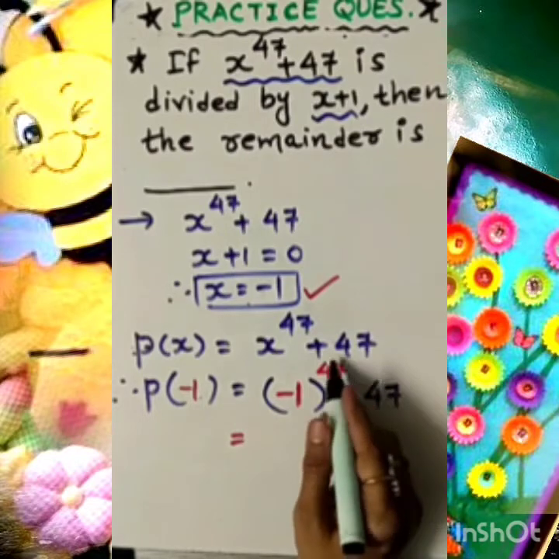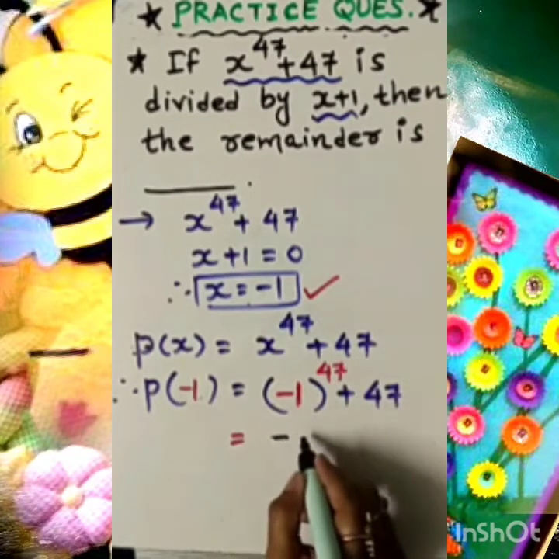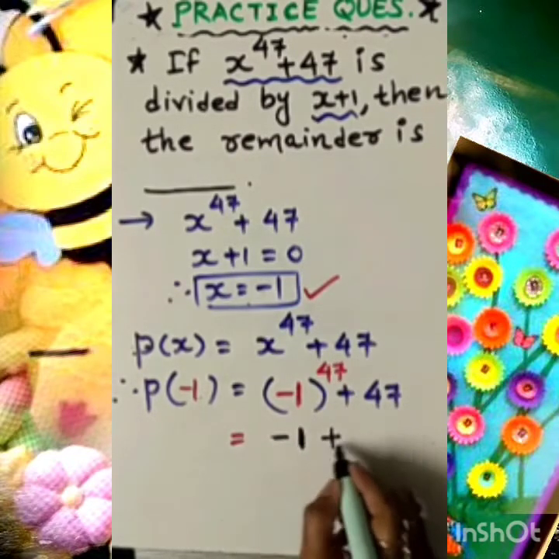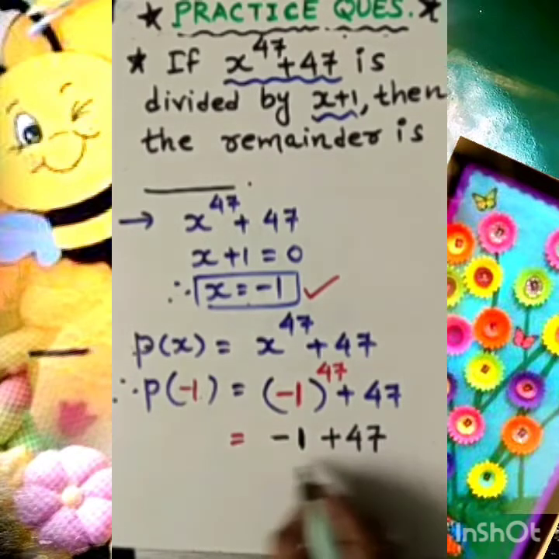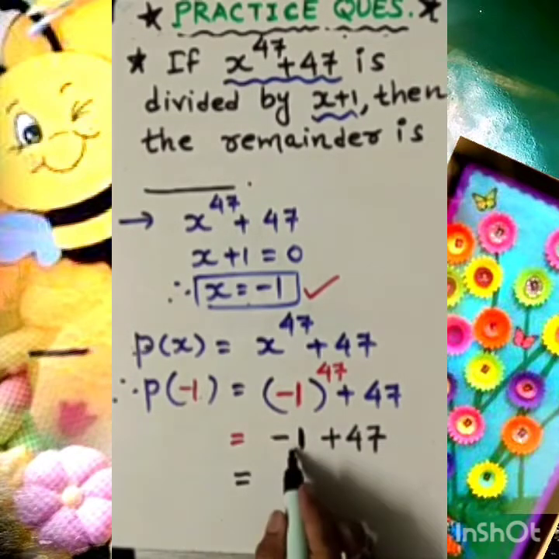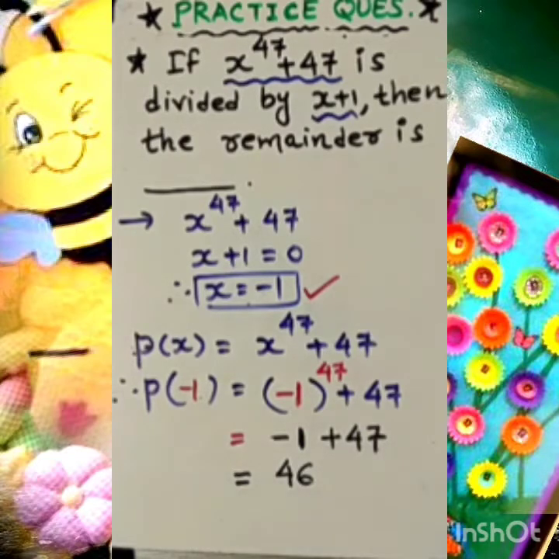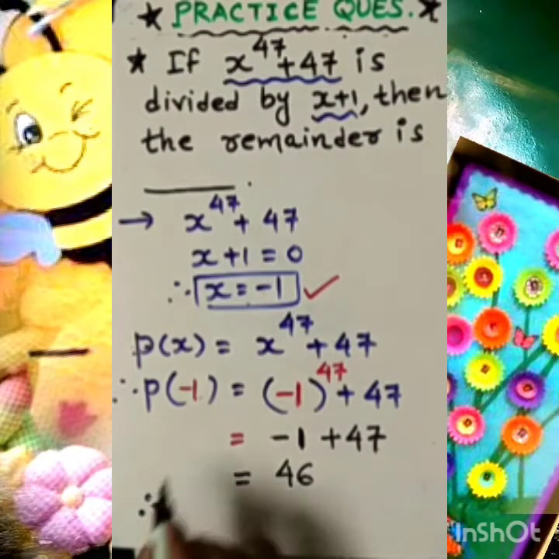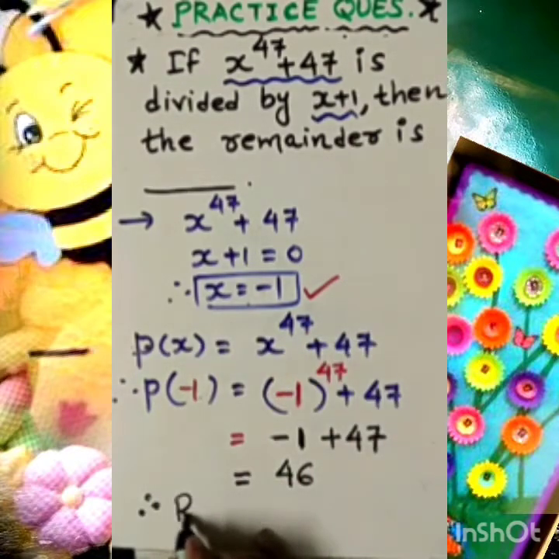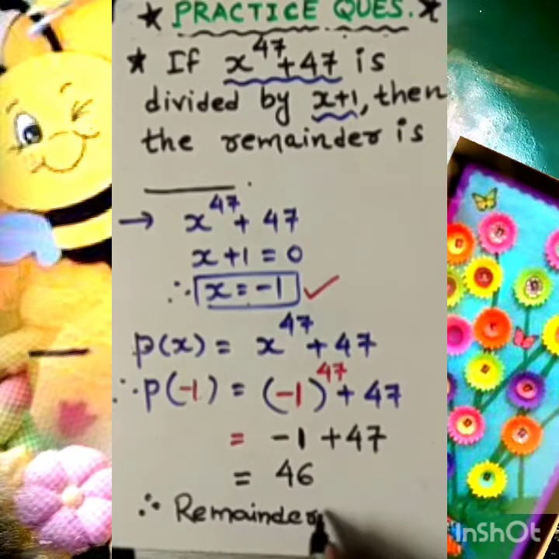And here, because of this odd power, the solution of this will be minus 1. And of course, plus 47 is already there. Now subtract 47 minus 1. So the solution is 46. And this solution is called the remainder. As they have asked us to find the remainder, so we should say remainder of this polynomial is 46.